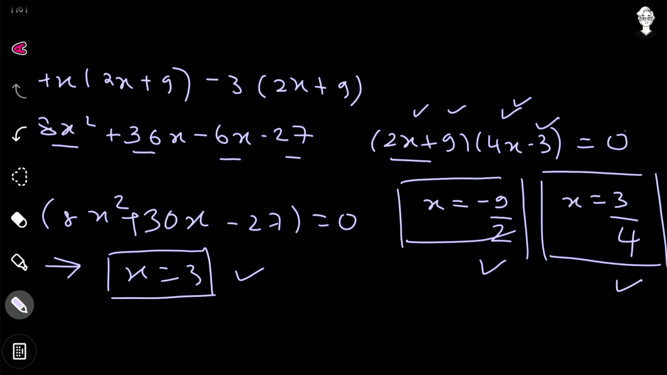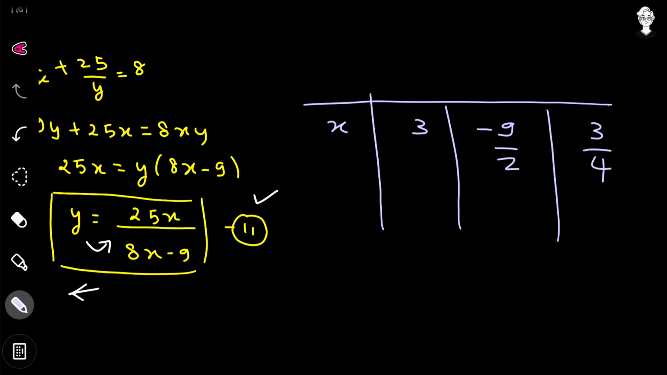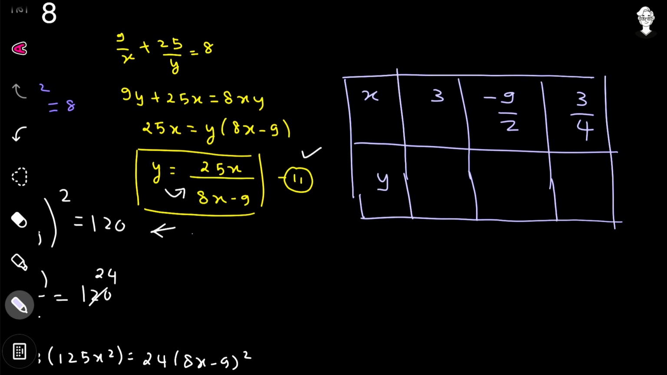So now using these three values of x, let us find the value of y. So now we have three values of x. The first one is equal to 3, the second one is negative 9 upon 2, and the third one is 3 upon 4. Now let us put this 3 in the second equation so as to get y. So if we replace x with 3, we'll get that y is equal to 75 upon 8 into 3, that is 24. 24 minus 9 will give me 15. So from the table of 15 it goes 5. So for x is equal to 3, y is equal to 5.